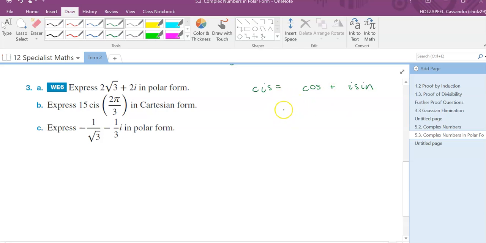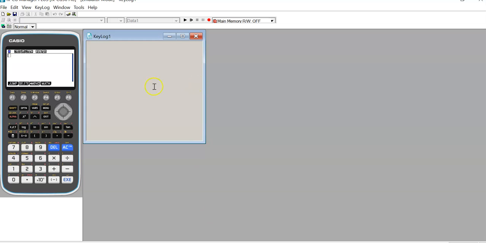So the way that we would represent this would actually be 15 cos, what was that angle? 2 pi on 3, plus 15 sine 2 pi on 3 i, because that's our imaginary part. So I'm going to substitute each of those into my calculator, and I'm going to come back. Actually, you know what I can do? I can show you how to do it on the graphics calculator. All right, let's bring up our calculator.